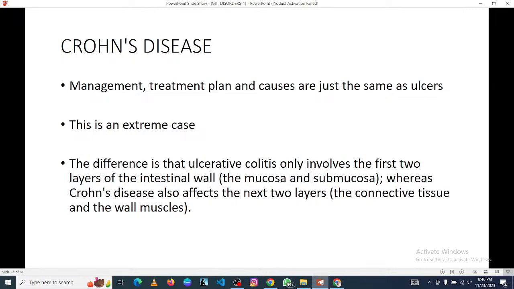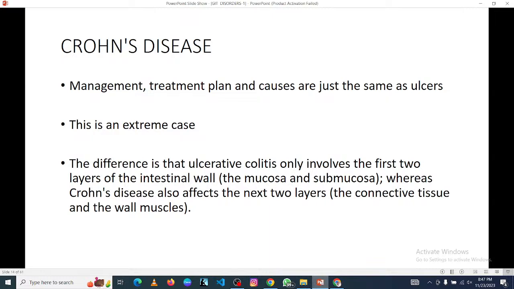So management, that is for Crohn's, or the treatment plan and course, is just the same as for ulcers. As I said, Crohn's disease and ulcerative colitis are just ulcers or wounds in your ileum and the colon. These are ulcers in your colon. The cause is normally not known.